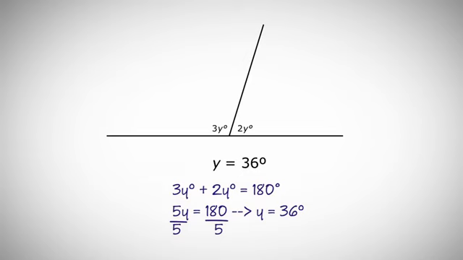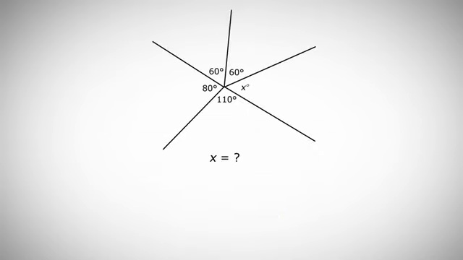Now let's take a look at 6. There are several intersecting lines that form 5 angles: 80 degrees, 60 degrees, 60 degrees, x degrees, and 110 degrees. All of these angles surround a point of intersection. So we know that the sum of their angles must add up to 360 degrees. Because this question asks us to solve for x, let's set up an equation.